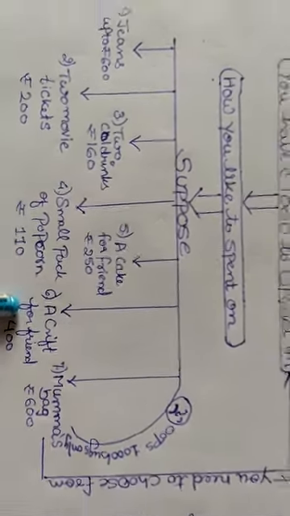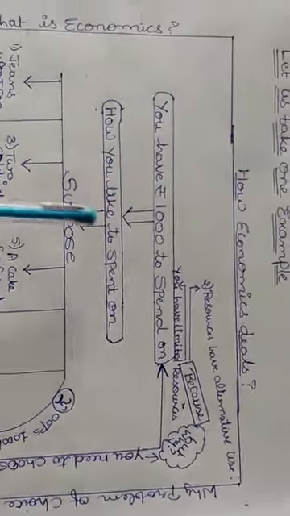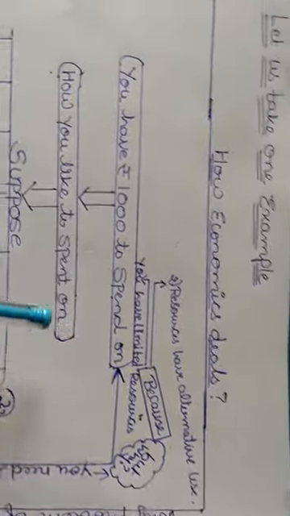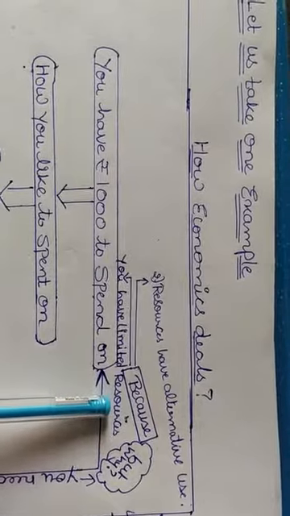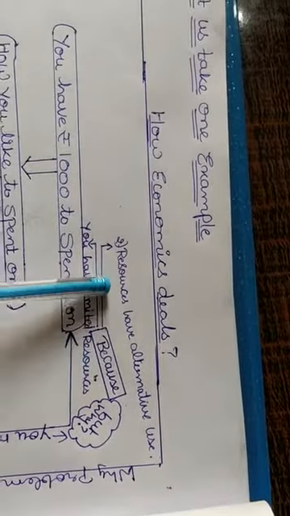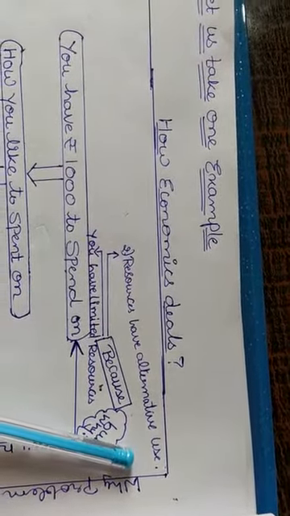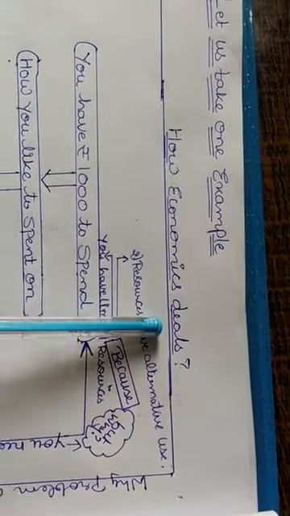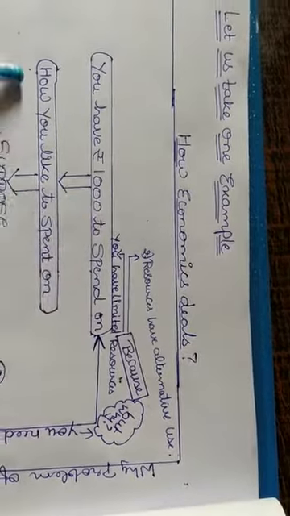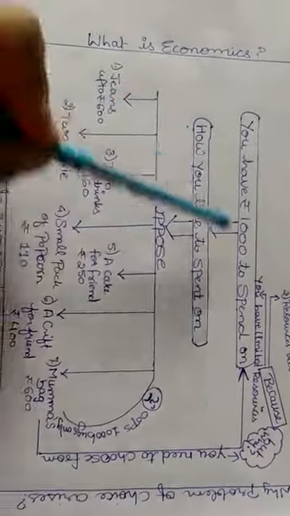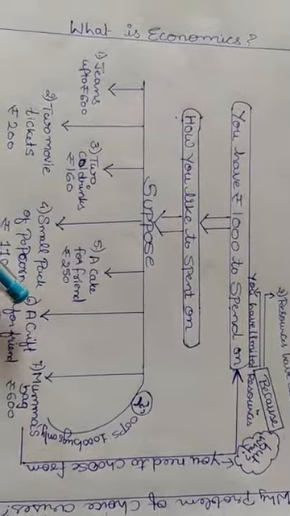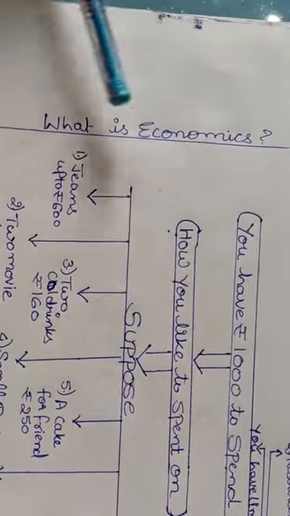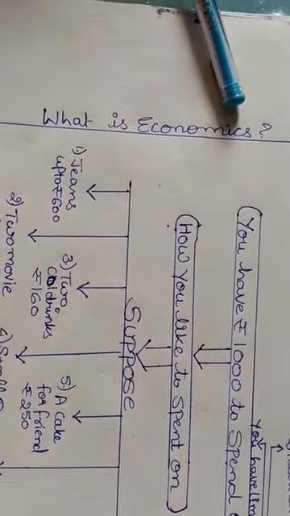right? So as and when this problem of choice arises, why does this problem arise? Because you have limited resources, and these resources have alternative use. So this is how economics actually deals. So dear friends, using this particular example, what we have gone through is: what is economics, what economics actually does.